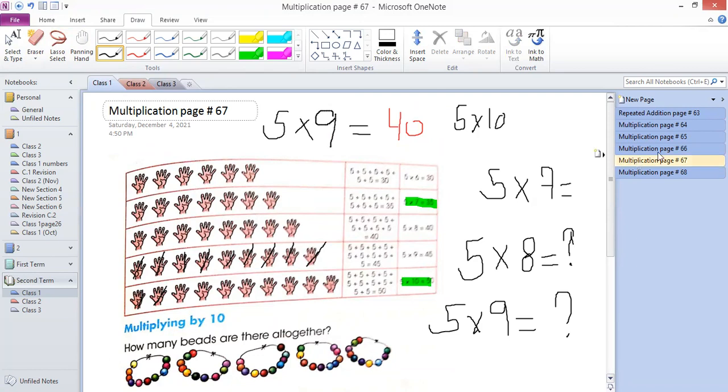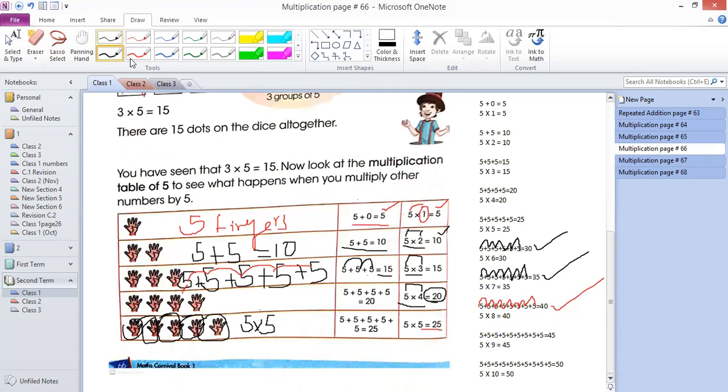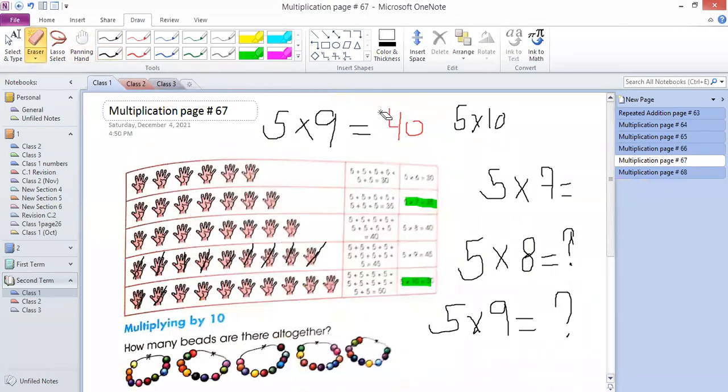If you don't know 5 by 9 equals to what, then you have to add it. 5 plus 5, 10, 15, then 20, 25, 30, 35, 40, 45, and 45 is the answer. So you will say 9 times 5 is equals to 45.